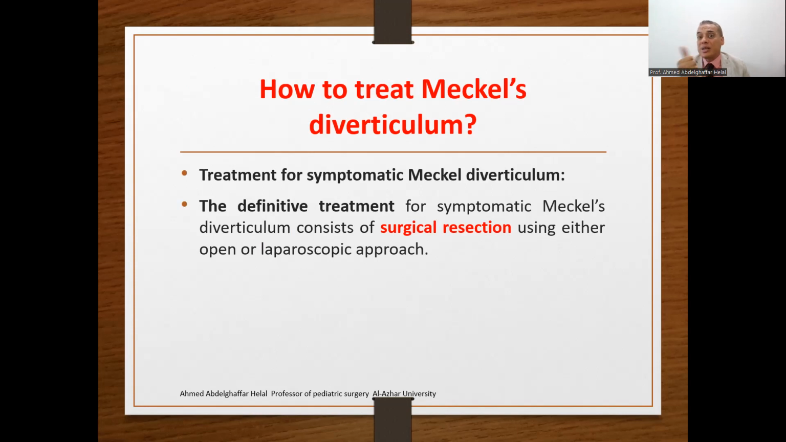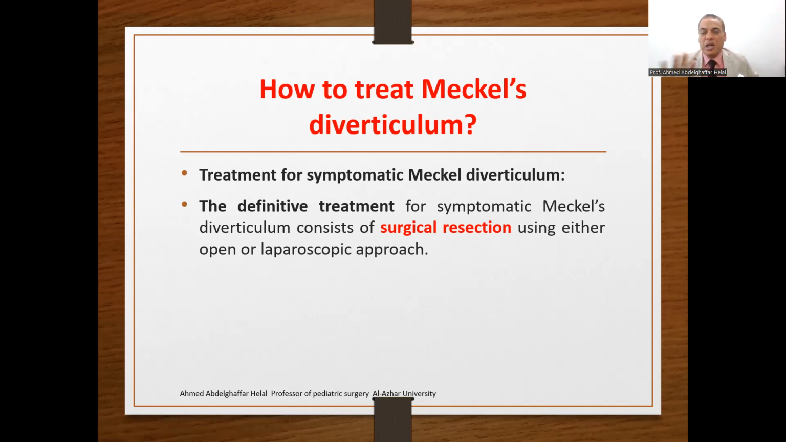Asymptomatic Meckel is detected on an imaging study: you perform imaging for the child for another cause, and you diagnose, wow, there is a Meckel diverticulum. Or it is detected intraoperatively: you are performing another operation for the child, and wow, there is a Meckel diverticulum. How to take a decision? In a case of symptomatic Meckel diverticulum, there is no debate. The definitive rule is surgical resection, whether open or laparoscopic.